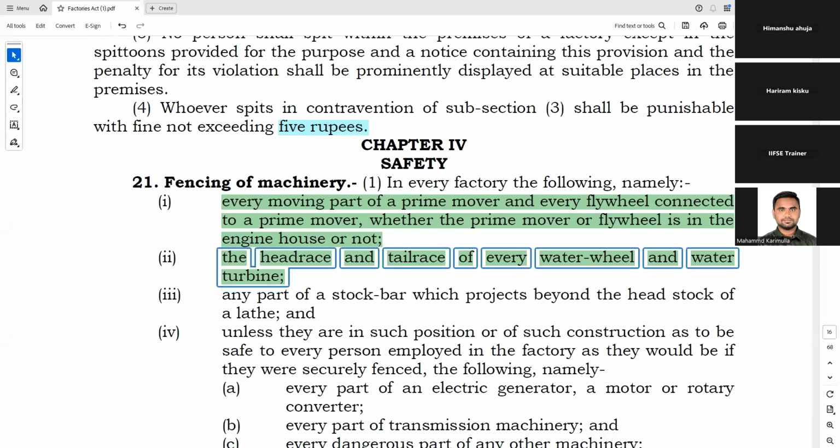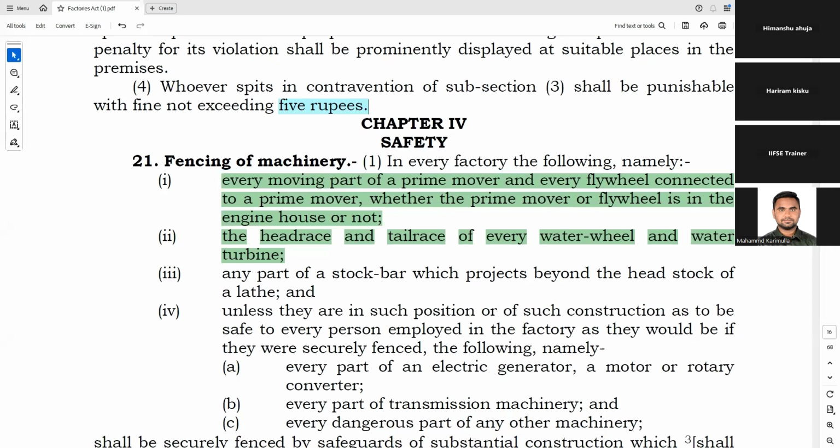Okay. Then next is chapter 4, which is safety. For freshers, you have to remember these chapters also. Sometimes the person who is taking the interview may ask you which chapter has the safety provisions, under which chapter you have health provisions, and under which chapter you have welfare provisions.